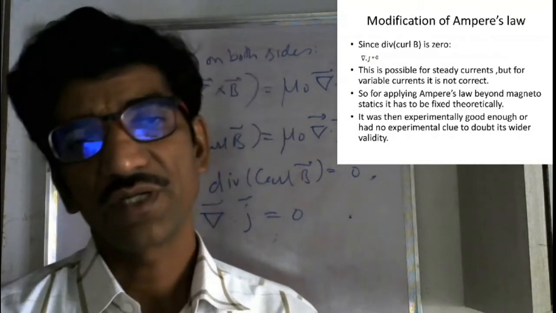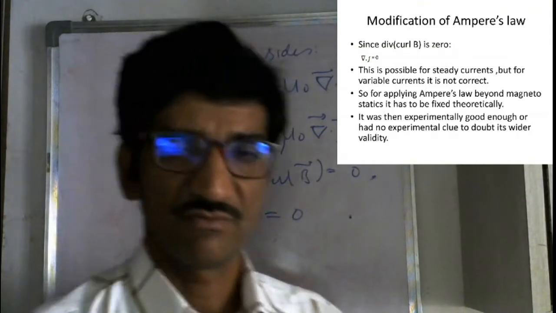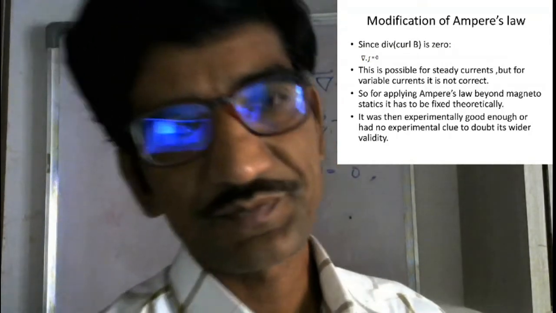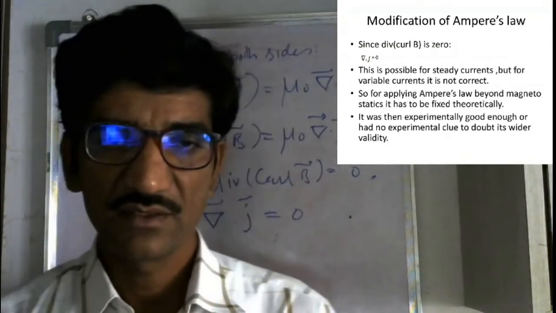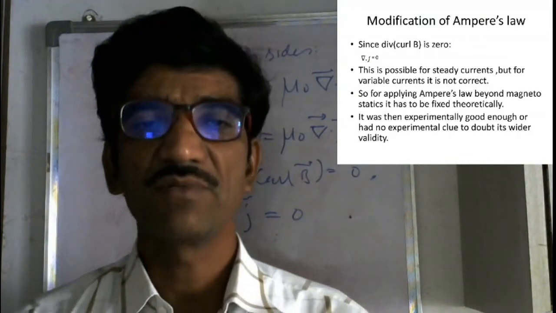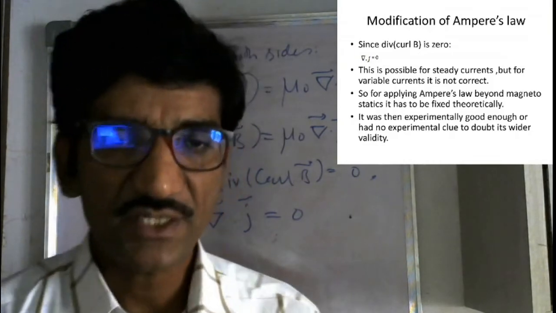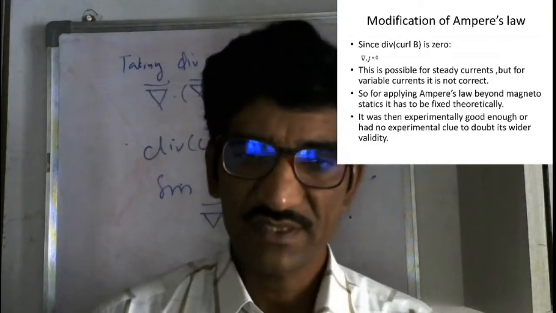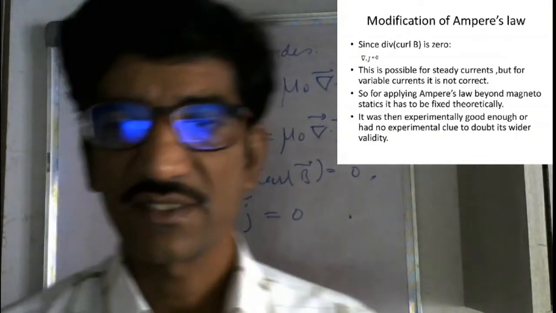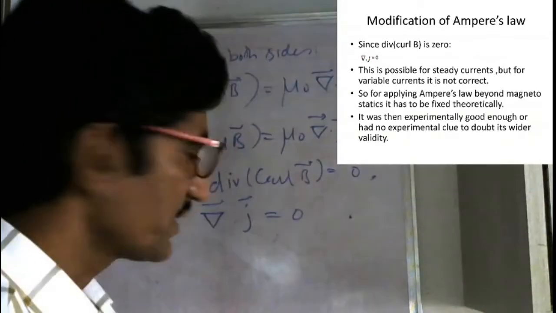So now Maxwell wanted to modify this Ampere's law so that it is applicable everywhere. So he wanted to generalize this Ampere's law. Now there is another point.